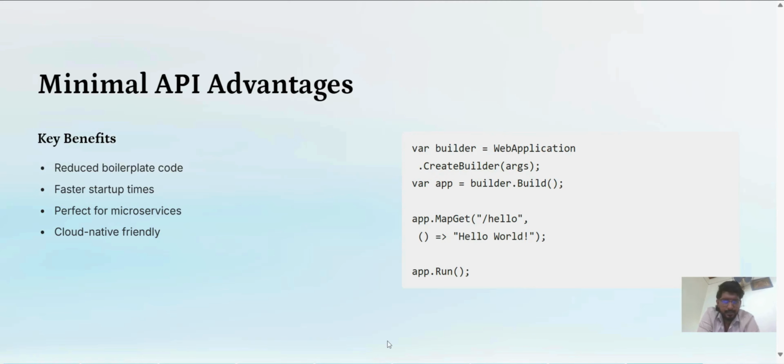Minimal API advantages. Key benefits: reduced boilerplate code and faster startup times. When you have fewer APIs, the startup and Swagger will be much faster. Perfect for microservices and cloud-native friendly. For microservices, each service consists of small minimal APIs. It is very easy for Swagger to run faster. So these are the advantages of minimal APIs.